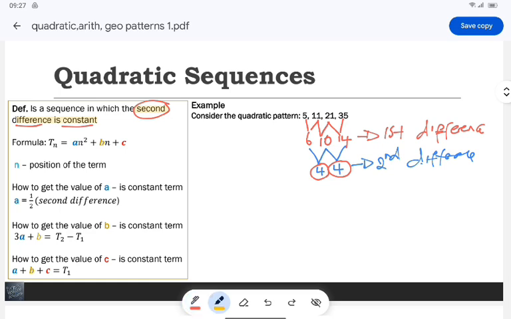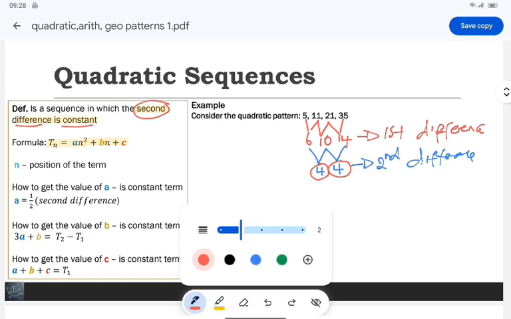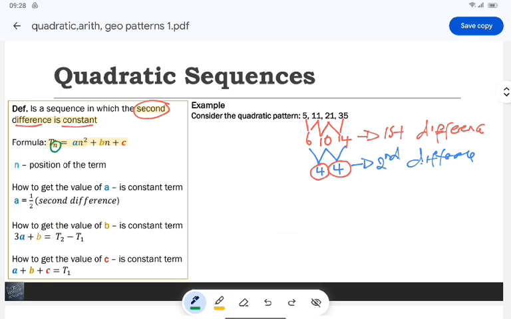Moving forward, we're given a formula here: Tn is equal to an squared plus bn plus c. This is our quadratic formula. So what does n mean in this case? N is the position of the term.